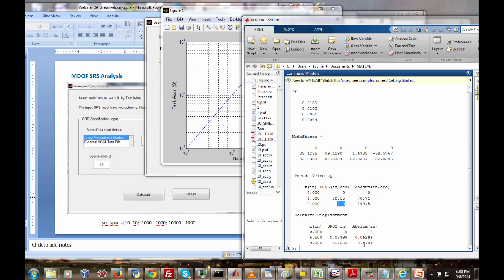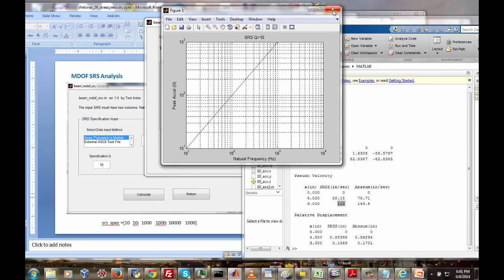Then the relative velocities. But the point is, knowing the pseudo velocity, we can go back and use our material and geometry coefficients and calculate the global maximum stress. So in other words, this method bypasses the modal transient altogether. This is a real quick and simple method that is easy to perform to get a ballpark estimate.